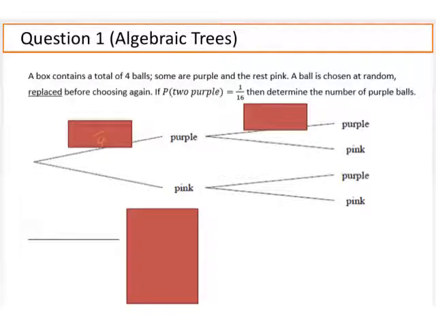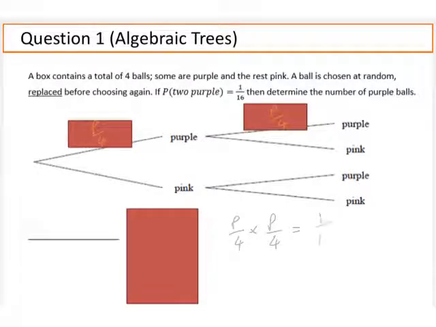We're going to make the first probability of getting a purple out of 4, and we are going to invent the letter P to stand for the number of purple balls that we have. And because we replace the ball before choosing again, those two probabilities are going to be the same. Can you figure it from here?